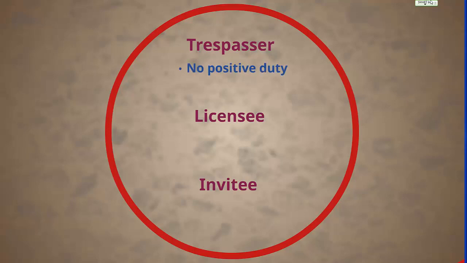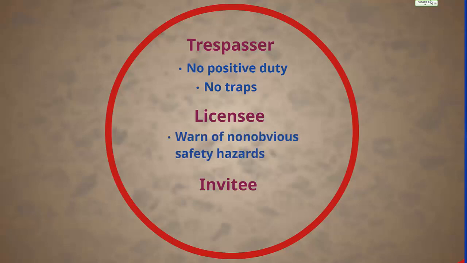To those people, you owe no positive duty, but you're not allowed to set up traps. A licensee is someone who comes onto your property, but not necessarily for your benefit. Typically, social guests are considered licensees, but sometimes they're escalated to the level of invitee. To them, you're required to warn of non-obvious safety hazards. So for example, if you have a porch that leads up to your front door, if one of the steps on the porch is broken, you owe them a duty to warn them to either avoid that step or to walk very carefully over the step.